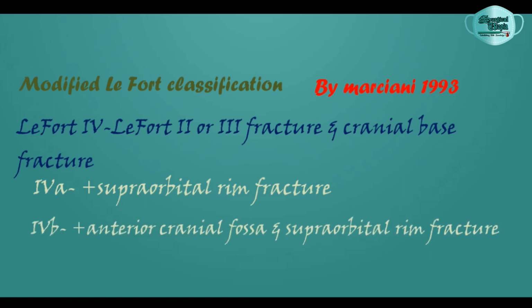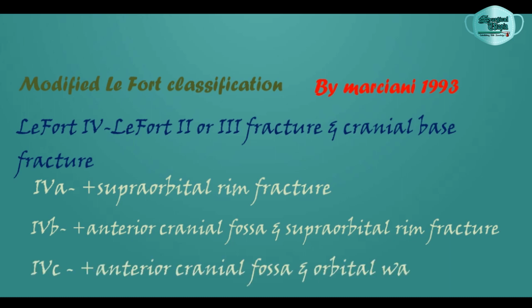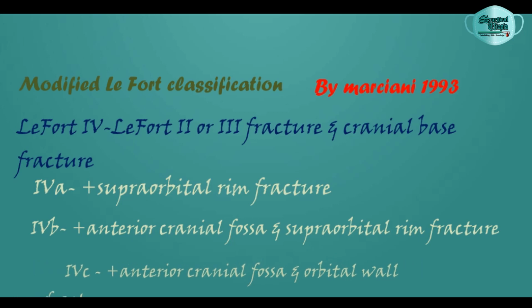Second is the Le Fort 4B fracture. This is any Le Fort 2 or Le Fort 3 fracture with cranial base fracture, and along with these two there is anterior cranial fossa and supraorbital rim fracture involved. Then the third type is the Le Fort 4C fracture. This is Le Fort 2 or Le Fort 3 fracture plus cranial base fracture plus anterior cranial fossa and orbital wall fracture. So any of the orbital walls may be fractured in this type of fracture. That is Le Fort 4C type.